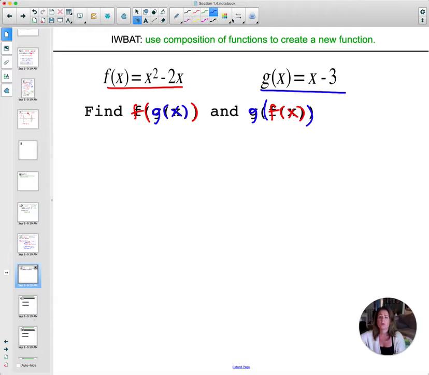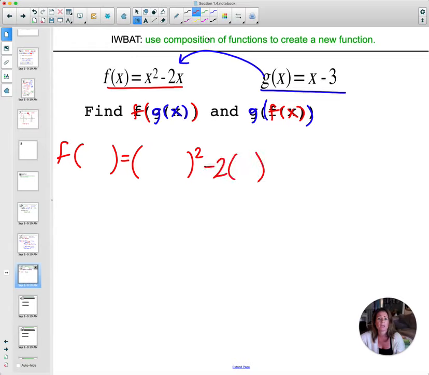So we'll do this one over here first. We're going to plug the blue function into the red. So g is going to go into red. So this is your outside function. g is going into this one. So write down that outer f function. So we've got something squared minus 2 times something, whatever the input is. In this case, it's g of x. So everywhere we had an input, we're putting g of x. So f of g of x.